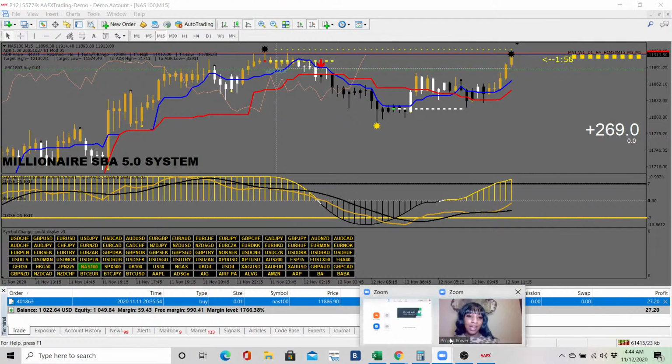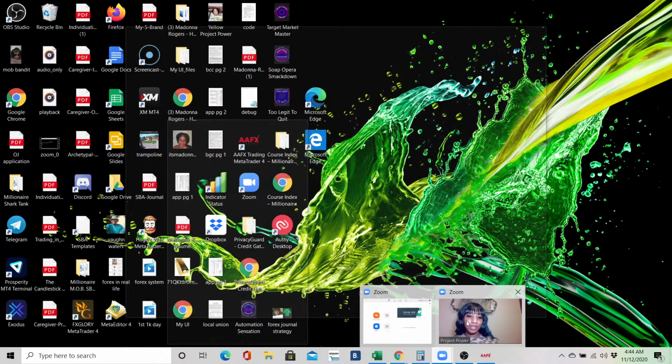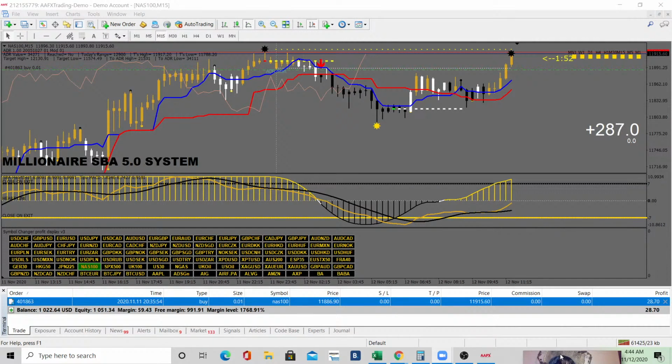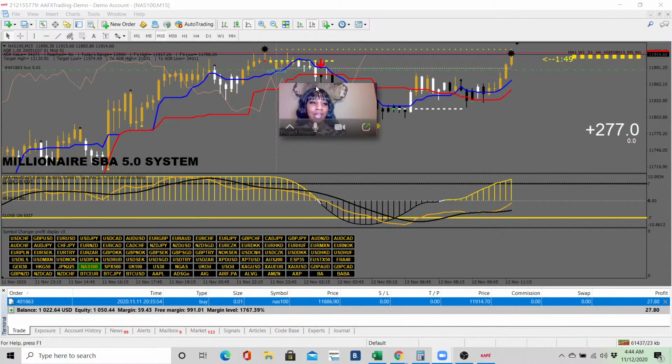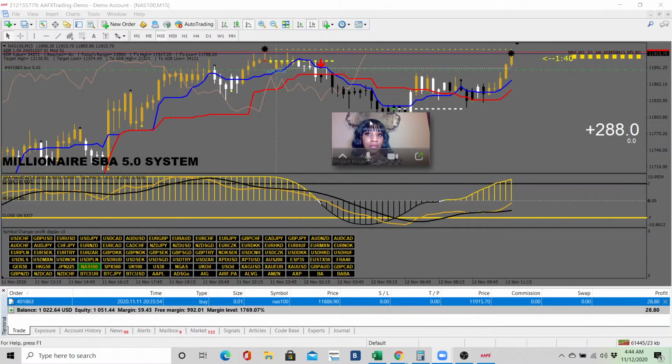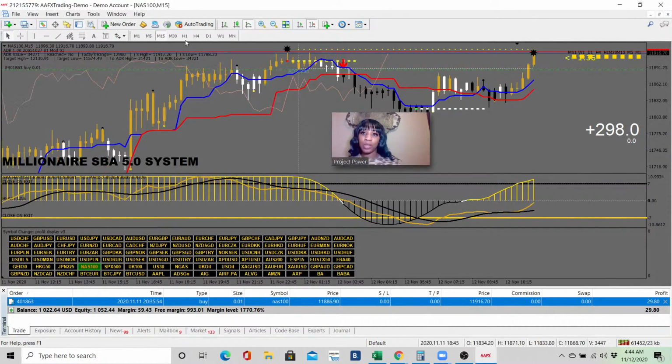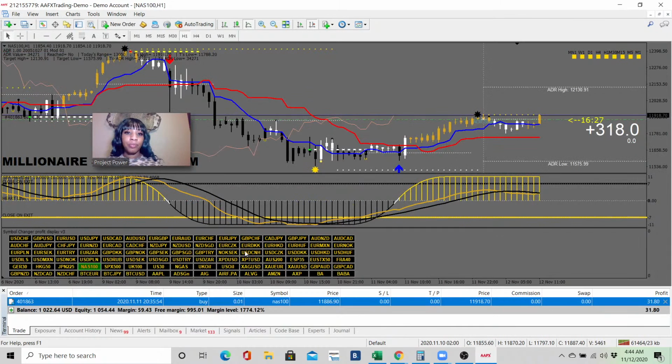Today I'm going to share my screen and show you all how I am swing trading the NASDAQ 100 index. Yesterday, about 3 o'clock, I decided that I would enter into the NASDAQ 100 because my Millionaire SBA 5.0 system gave me the indication that it is a go as far as getting in a trade and being able to hold it.